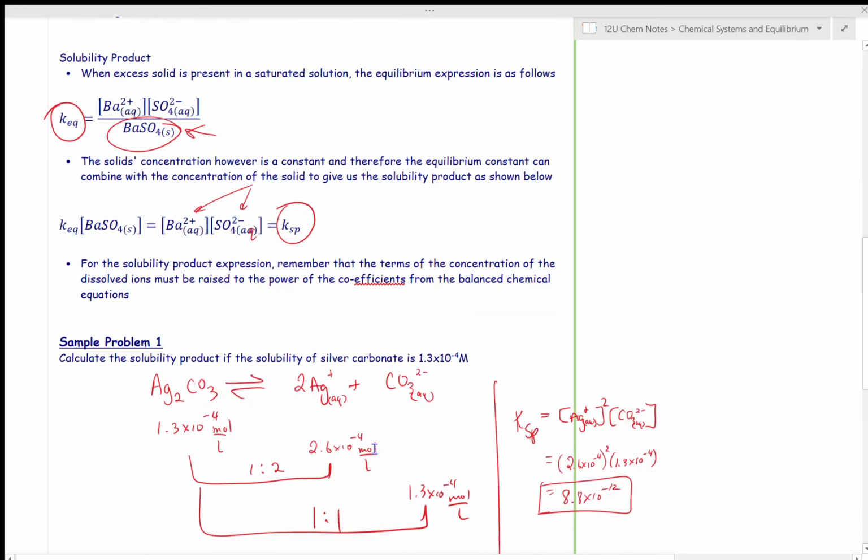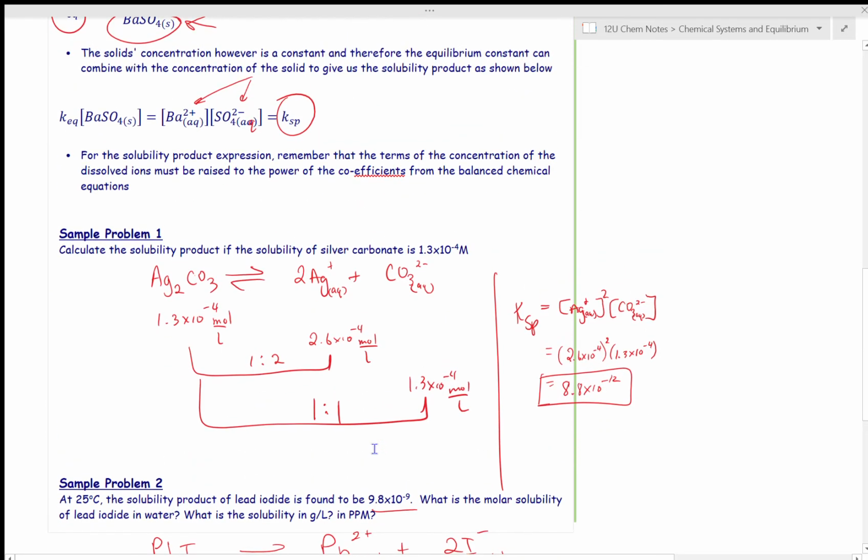So let's look at a sample problem here. They're not too difficult to solve. It says calculate the solubility product if the solubility of silver carbonate is 1.3 times 10 to the minus 4 molar. Big M, remember, is moles per liter. So I've set up an expression here. I've got my silver carbonate. It's going to dissolve into silver ions and carbonate ions. If I know the concentration of this, 1.3 times 10 to the minus 4, I can tell you what the concentration of my individual ions are.